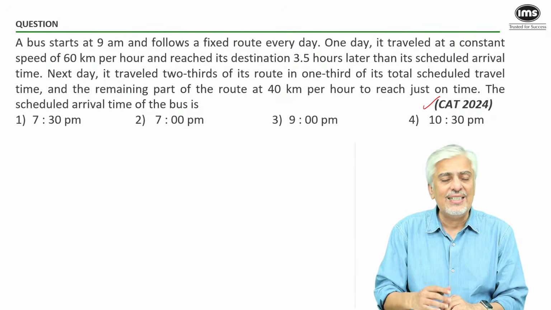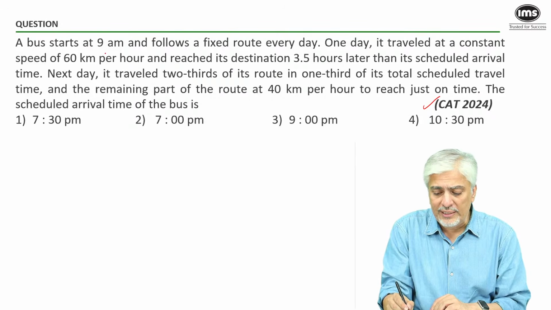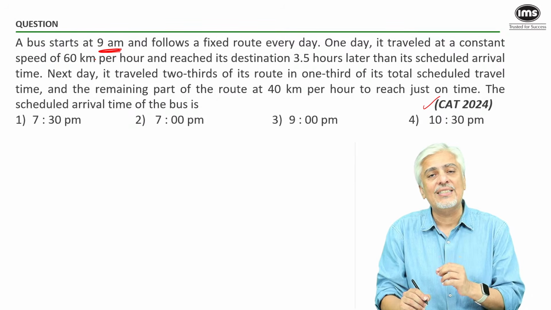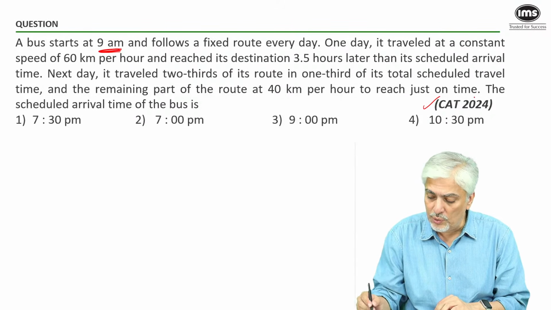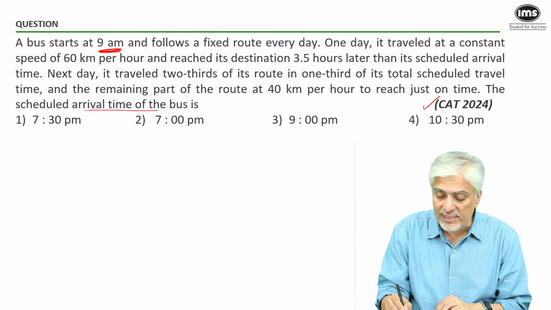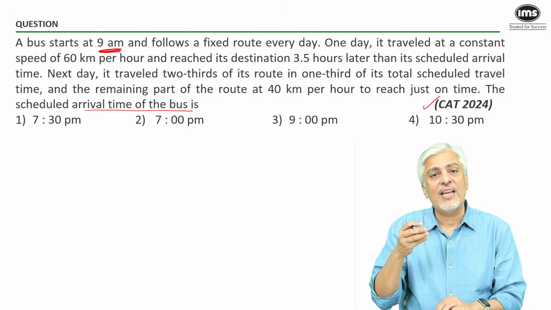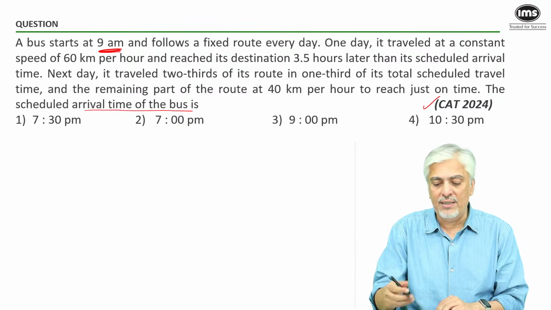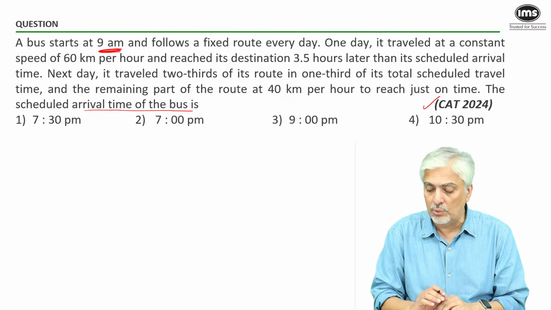A bus starts at 9 and follows a fixed route. So normally the fixed time is not a very important thing right at the start. I'll need this maybe towards the end of the question, because the end of the question is the scheduled arrival time of the bus. So basically I will have to find the time for which the bus is traveling and add it to 9 a.m. and get the answer. So the 9 a.m. is not something which I'm going to use now.